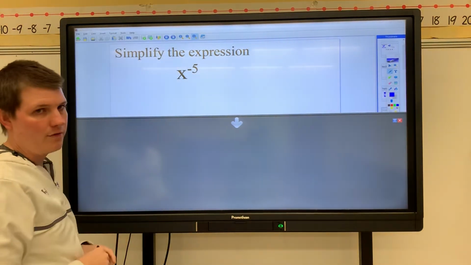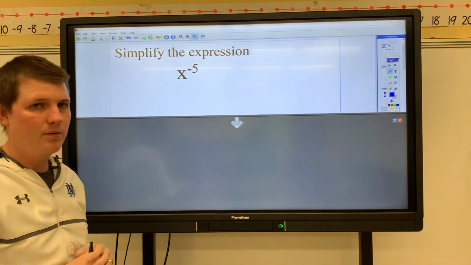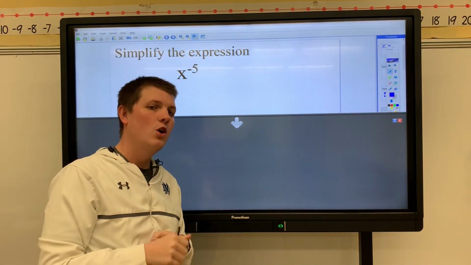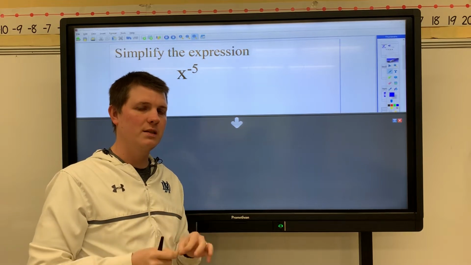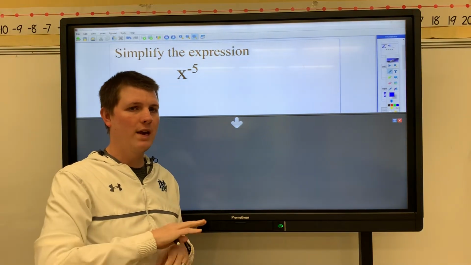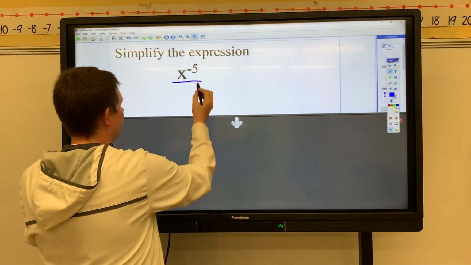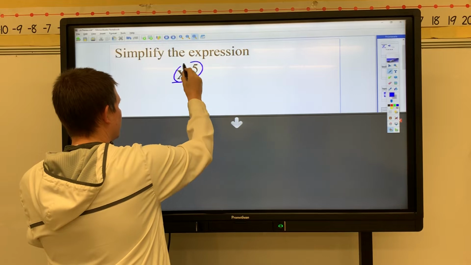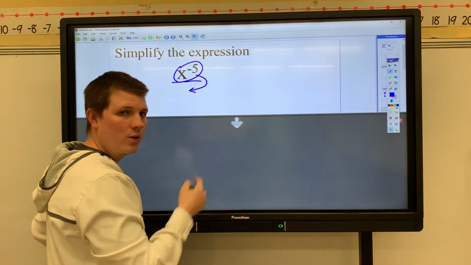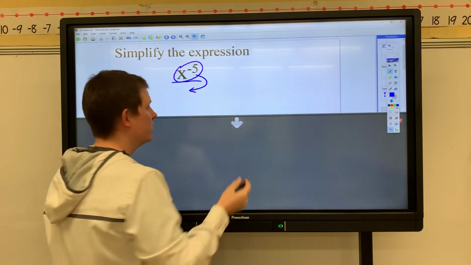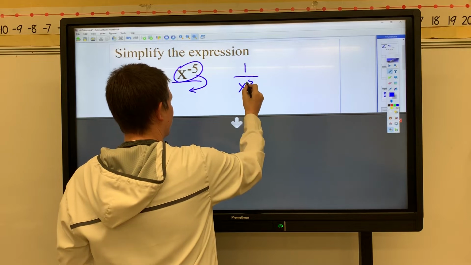X to the negative fifth. We have a negative exponent. The directions want us to simplify. In order for it to be simplified, we can have no negative exponents. In order for it to be in simplest form, we may have no negative exponents in our final answer. So if I make it a fraction, I'm going to take it and the base, I'm going to bring it down. What is remaining on the numerator? What's remaining on top? Nothing, which means there's a 1 there. And on the bottom, I have x to the fifth.